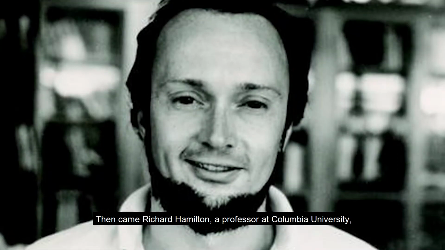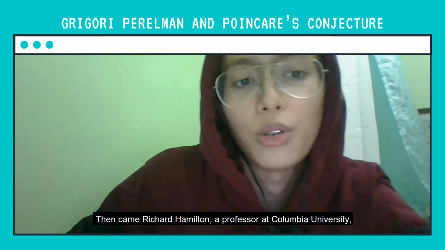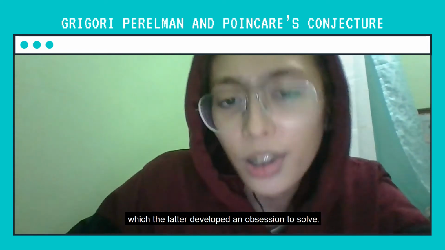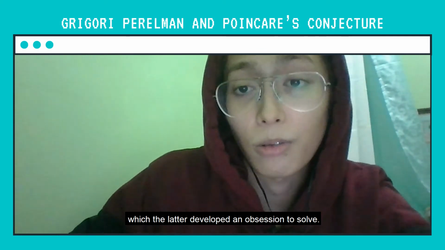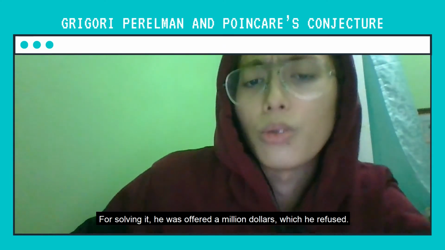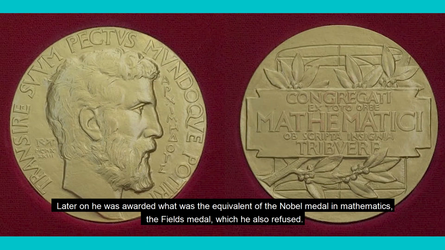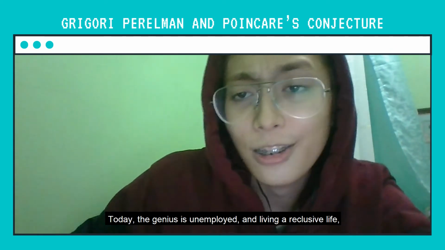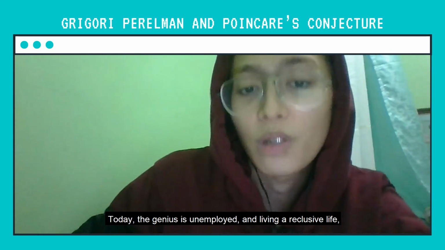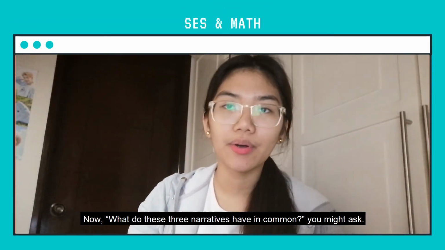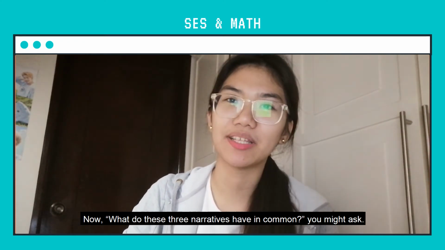Then came Richard Hamilton, a professor at Columbia University, asking Gregory to take a look at the Poincare conjecture, which the latter developed an obsession to solve. For solving it, he was offered $1 million, which he refused. Later on, he was awarded what is the equivalent of the Nobel Medal in mathematics, the Fields Medal, which he also refused. Today, the genius is unemployed, living a reclusive life, vowing never to do maths again after the Millennium Problem. Now, what do these 3 narratives have in common, you might ask?